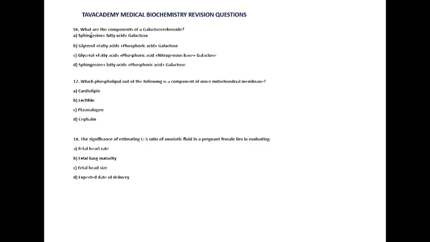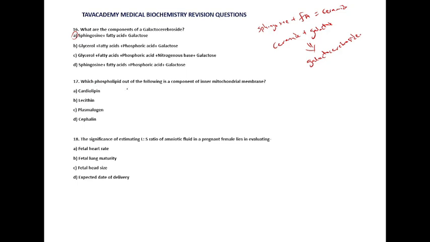Question 15. What are the components of galactocerebroside? So galactocerebroside is made up of sphingosine plus fatty acid, which gives us ceramide, and ceramide now combines with galactose to give us galactocerebroside. So the answer to this would be sphingosine, fatty acid, and galactose. Option A will be the answer.